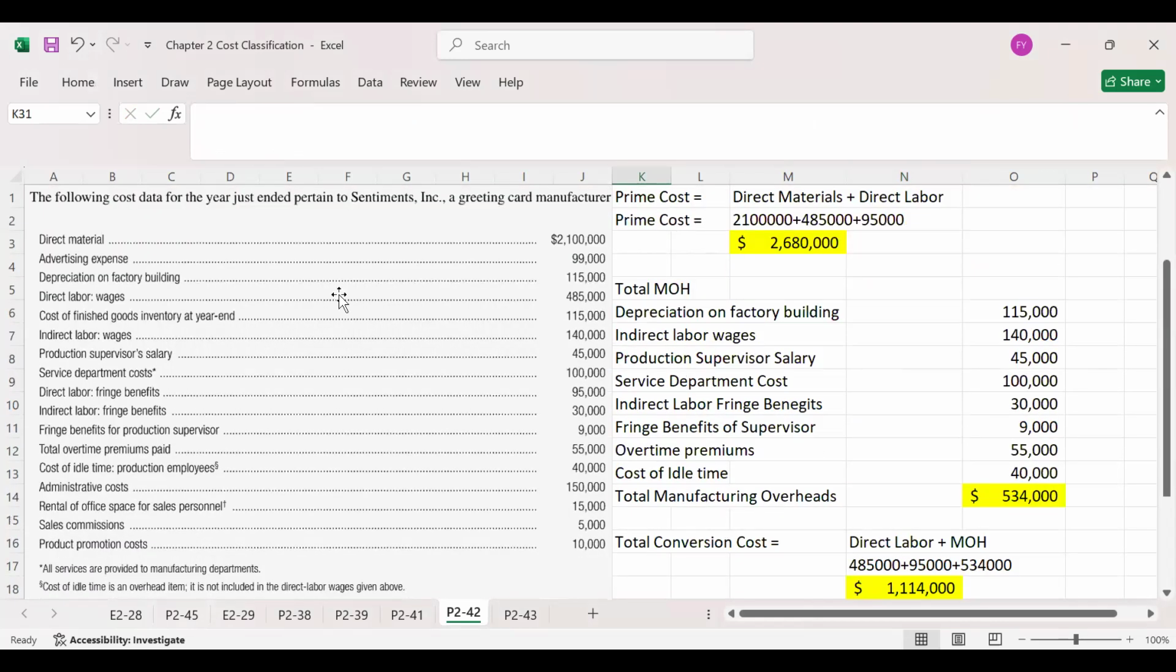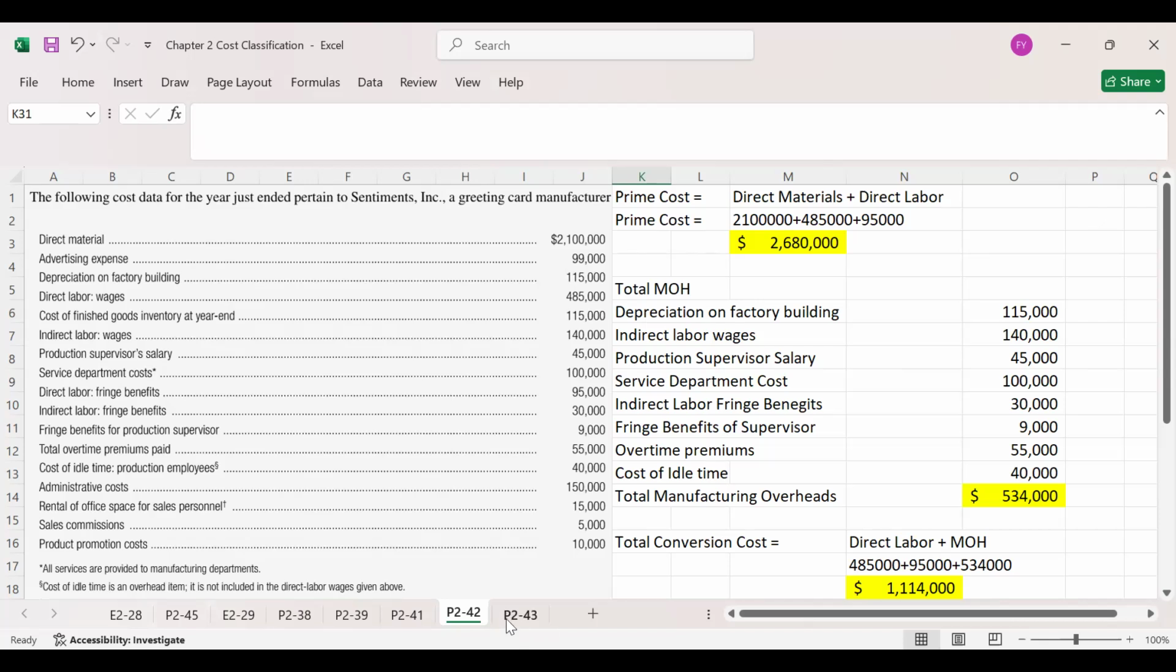So the main thing is to calculate total MOH cost. It is a bit confusing to calculate MOH cost. For this, try to remember one thing. All the cost of a factory other than direct material and direct labor is the total manufacturing overhead. So if you remember this point, then you can calculate it easily.